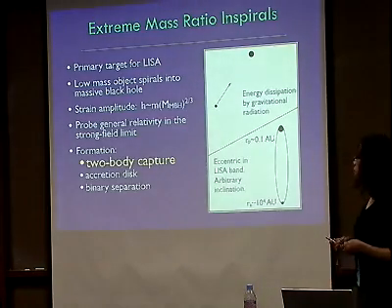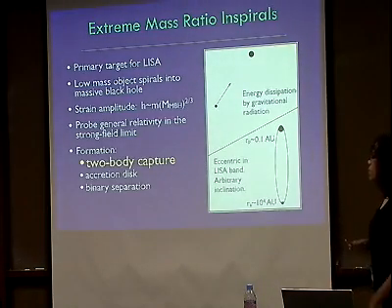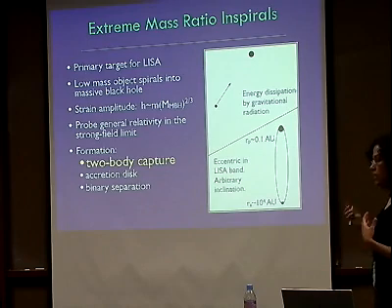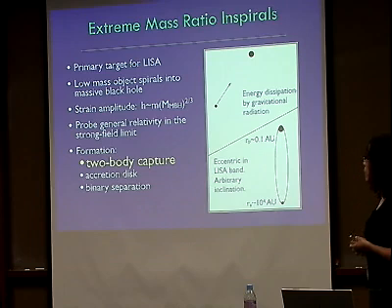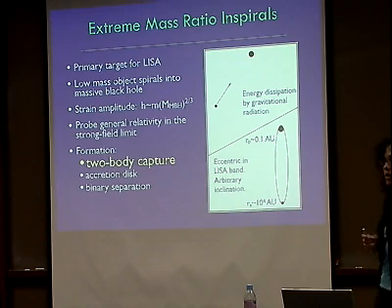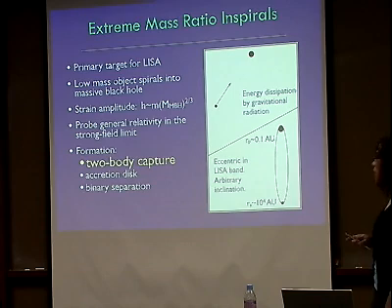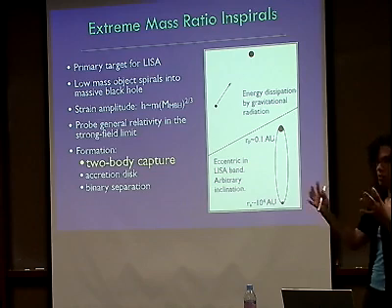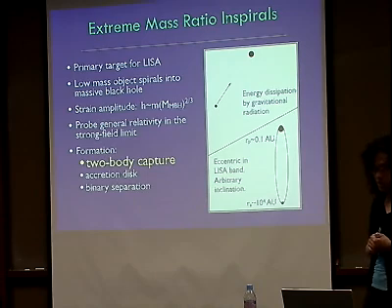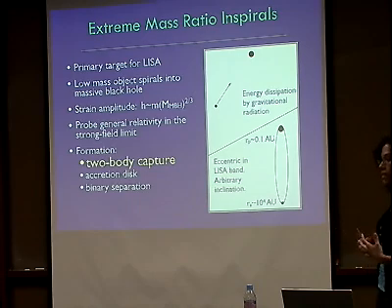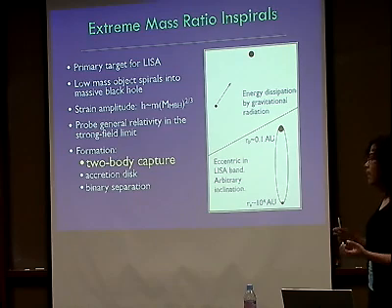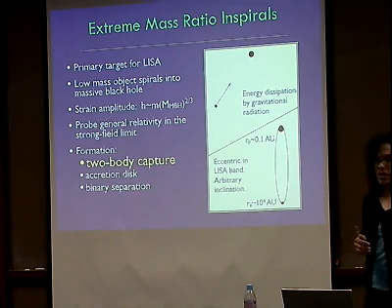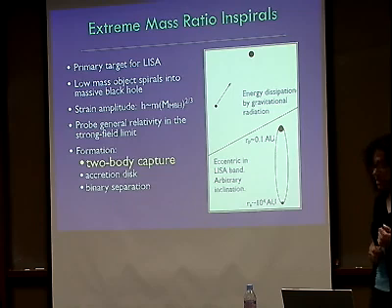So EMRIs are a primary target for LISA. They just occur when you have a low mass object that spirals into a massive black hole. Stellar mass black holes are the most important such small object, since the strength of the signal is going to go like the mass of the object that spirals in. So the more massive, the more distant we can observe these objects. And of course, EMRIs are excellent probes of general relativity in the strong field limit, since the lighter object acts as a test particle and traces out the space-time around the rotating supermassive black hole.